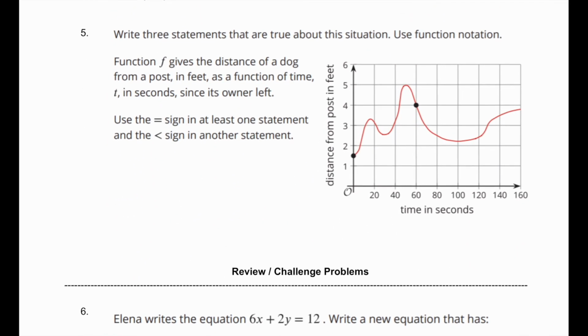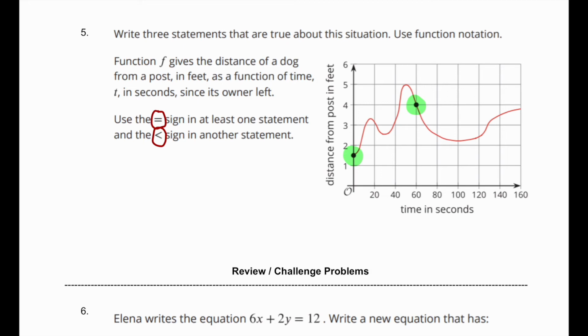For question 5, we're going to write 3 statements that are true about this situation. There are a bunch of different statements you can write, but you have to at least use the equal sign in one and the less than sign in another. And because we do have a couple points here that are labeled, I'm going to use those values because they land right on some intersections that I can use pretty easily.